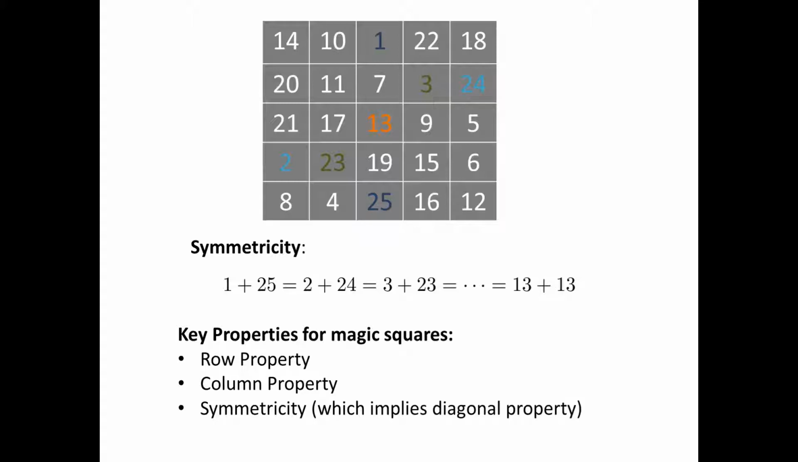In the literature, people define magic squares to be the one with row property, column property, and the diagonal property. In this video, I'm going to use a relatively stronger definition, replacing the diagonal property with symmetricity.